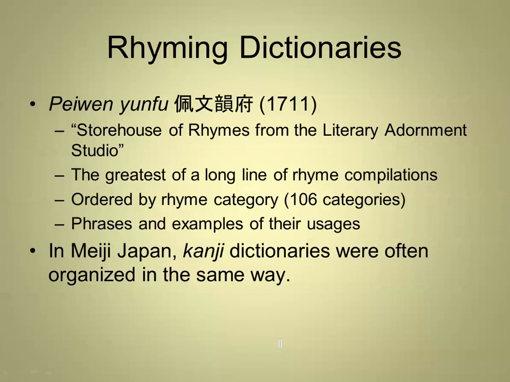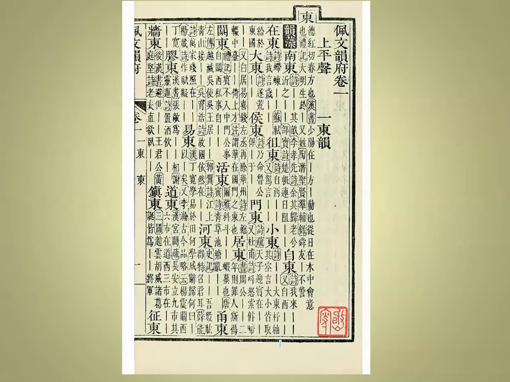Let's take a look at a page from the Peiwen Yunfu. Here we have the character at the top, east, higashi in Japanese, dong in Chinese. And then we see the pronunciation. You see that this character right here, the setsu. So that tells us, oh, those are the two characters, and that's our example, of course. De and hong put together, dong. That tells us how it's pronounced.